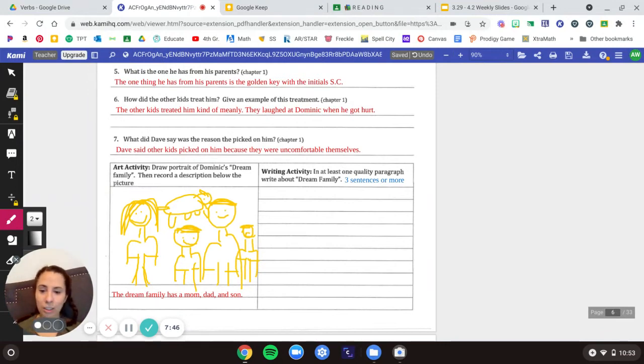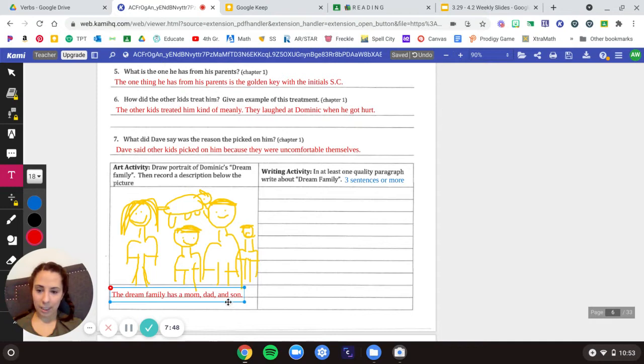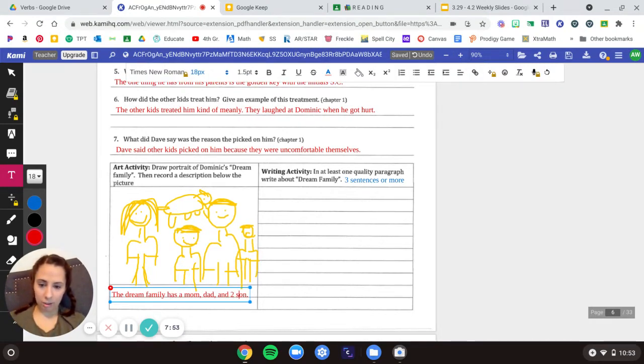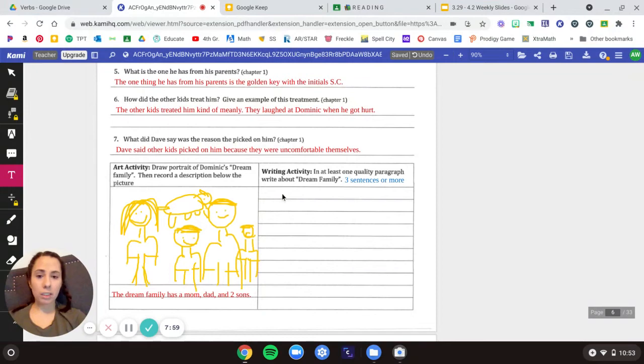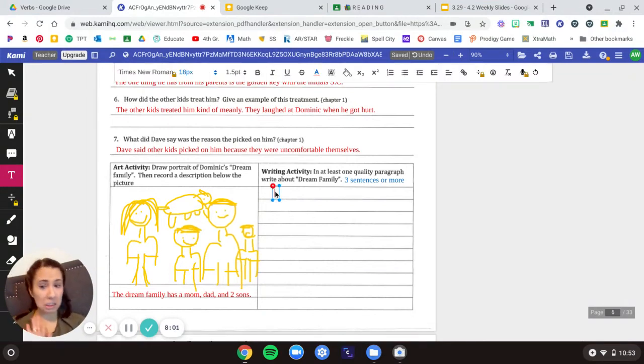So we have the dream family. Has a mom, dad, and 2 sons, because he wants at least one brother to play around with. Then you should have described the dream family. And yours should not be exactly like this. But you have 3 sentences.